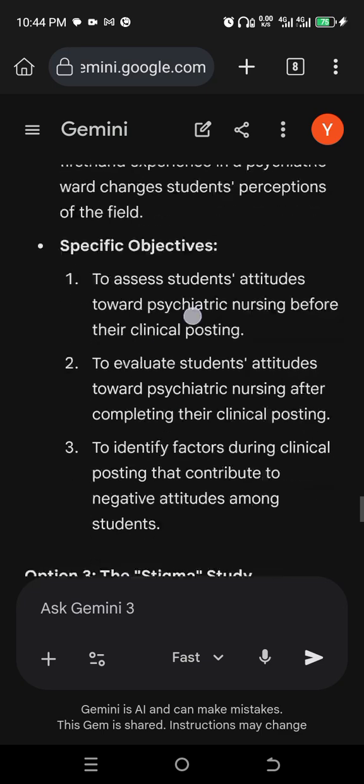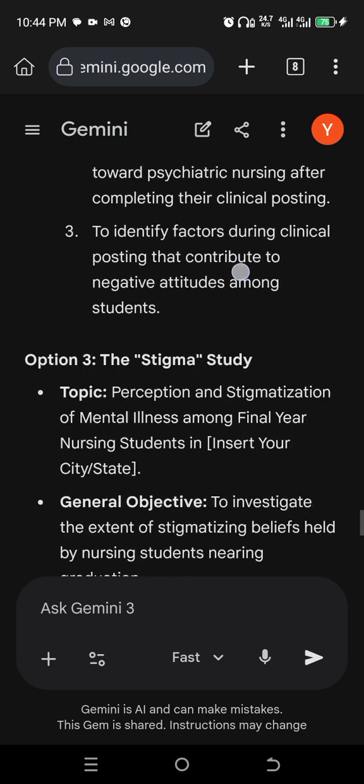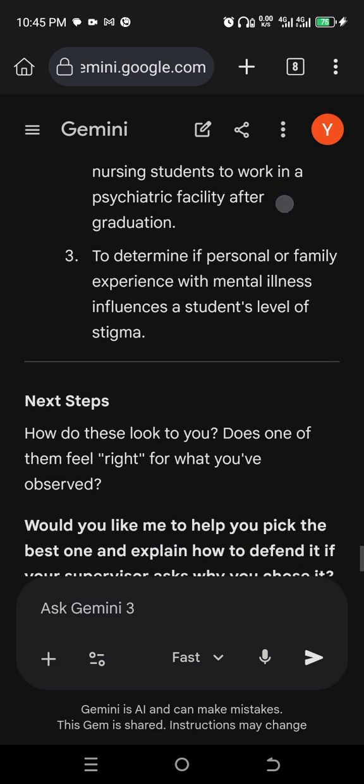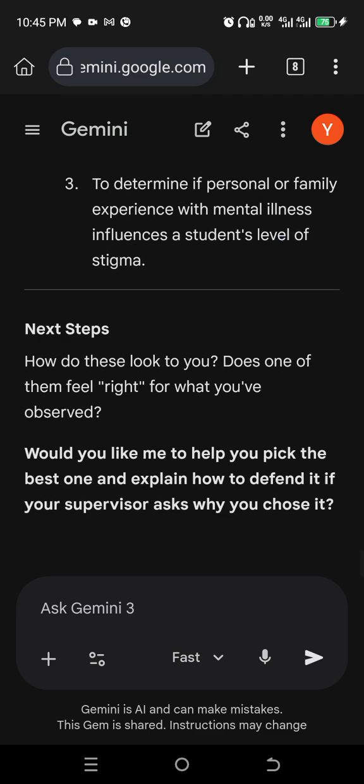So all these are the objectives, and then the third topic is perception and stigmatization of mental illness among final year nursing students in Ahmadu Bello University area. Simple. Then these are your objectives. So that's just it. Simple.